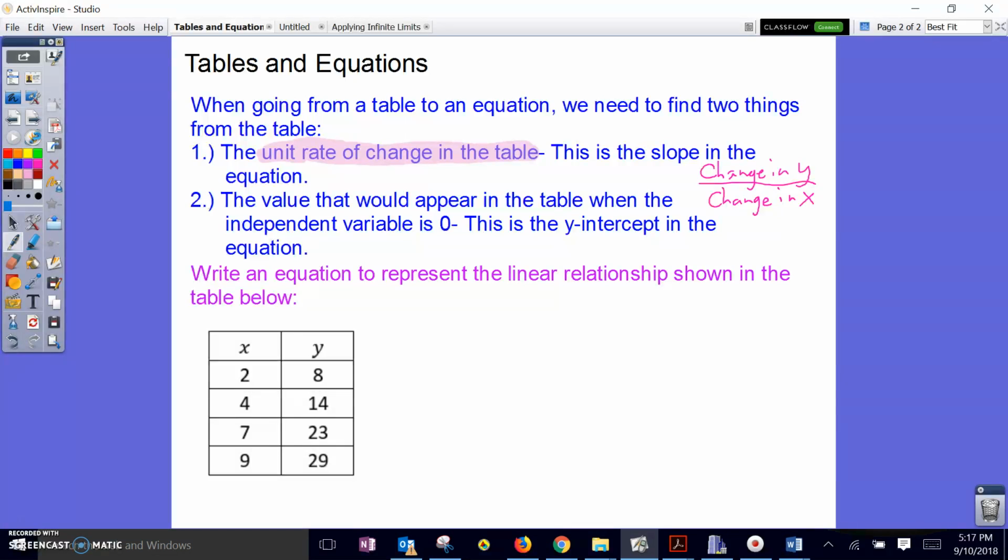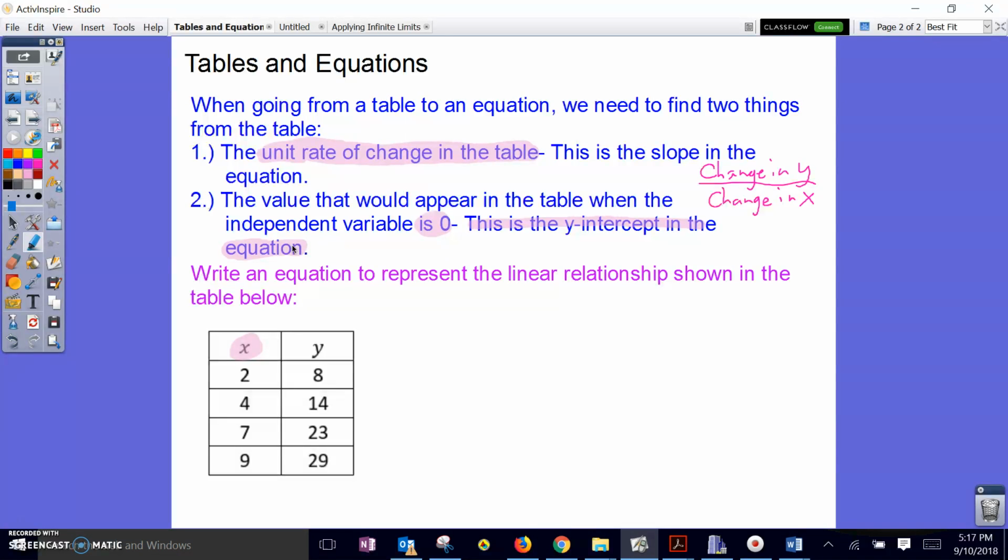The other thing we need to figure out in order to write the equation from this table, we need to figure the value that would appear in the table when the independent variable, in this case that's x, when x is 0. And that value usually doesn't appear in our table, so we usually have to do some work to find it. That's going to end up being the y-intercept in the equation. And then we're just going to use slope-intercept form.